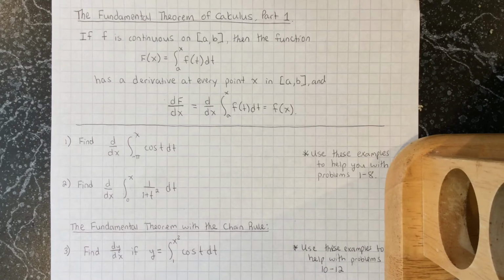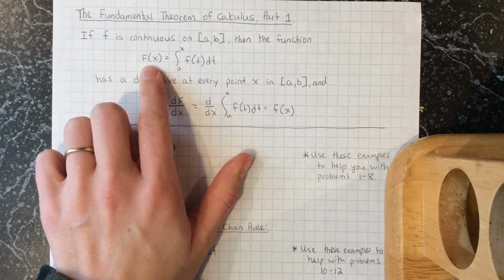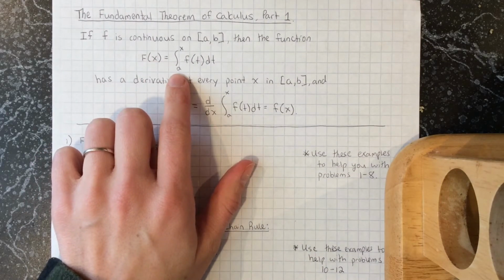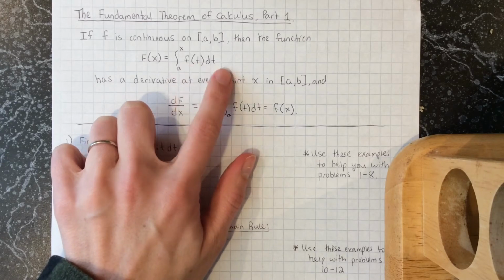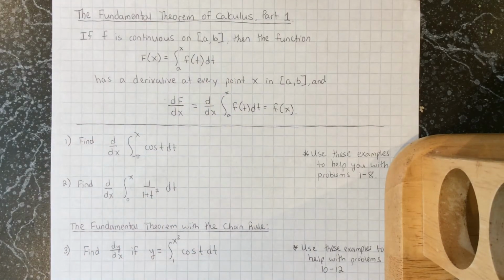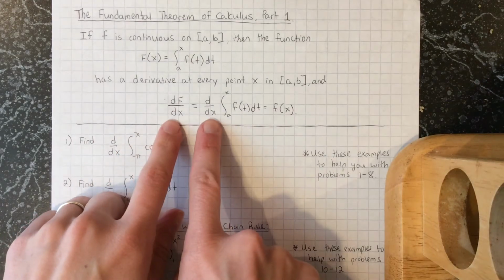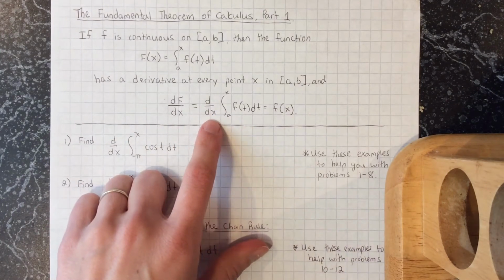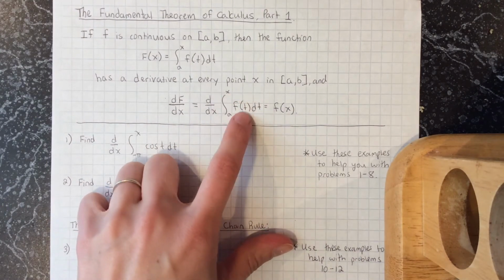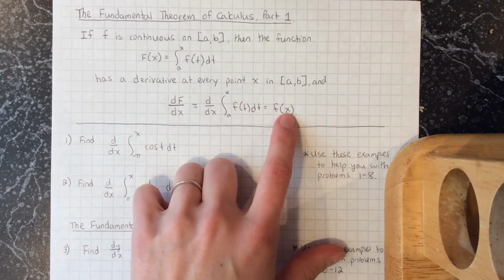In this video, we'll talk about the fundamental theorem of calculus, which is one of the most important mathematical discoveries in history. It states that if f is continuous on the closed interval from a to b, then the function F of x, which is the antiderivative of f, is equal to the integral from a to x of f of t dt, and has a derivative at every point x in the closed interval a to b. If we take the derivative of each side, d/dx of the integral from a to x of f of t dt will equal f of x.